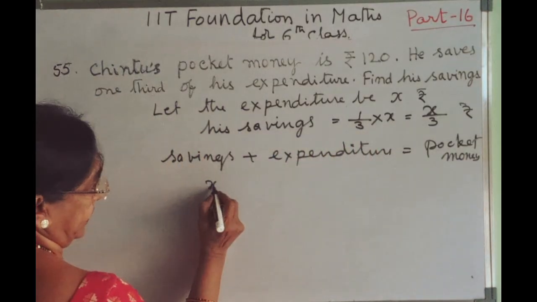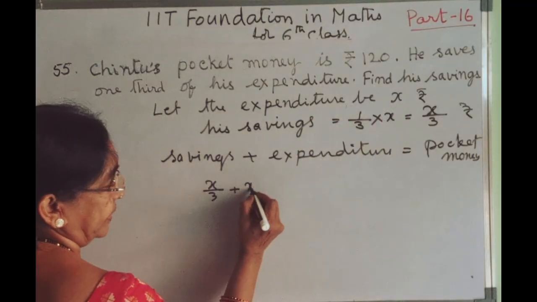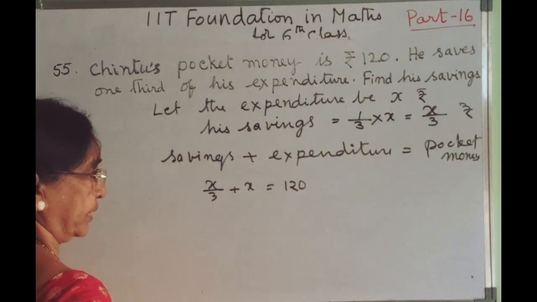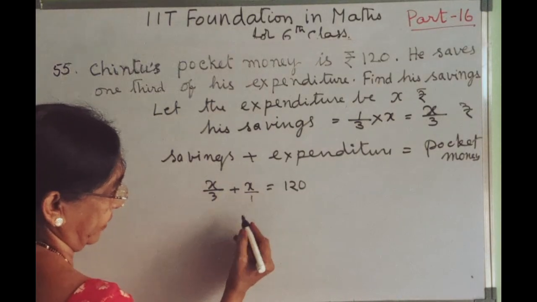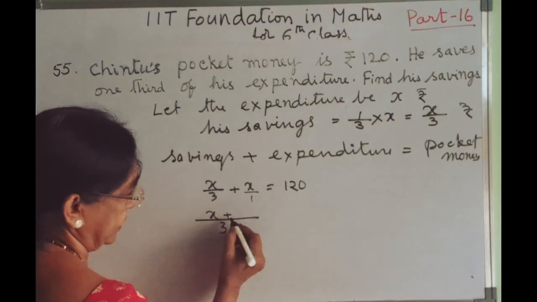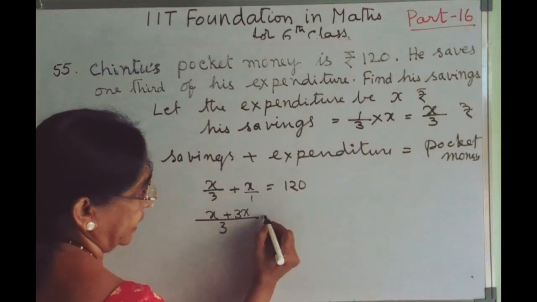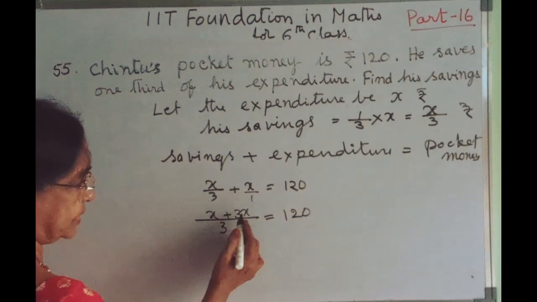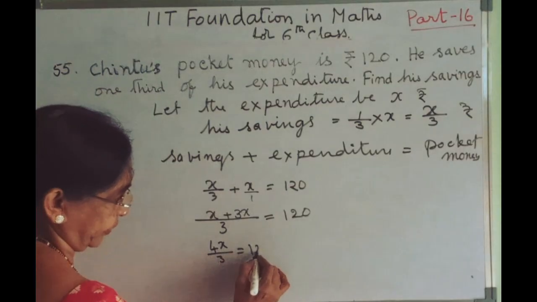Savings is x by 3, plus expenditure is x, is equal to pocket money, total money 120. So here x by 3 plus x, that means x by 1. Taking LCM, this is 3, x plus 3 by 1, 3 into x, 3x, is equal to 120. x plus 3x, 4x by 3 is equal to 120.